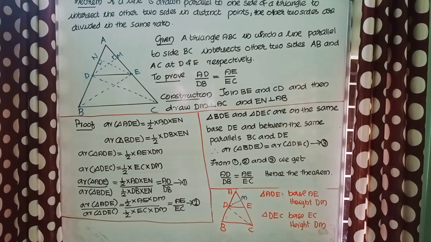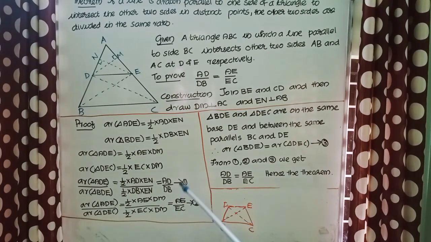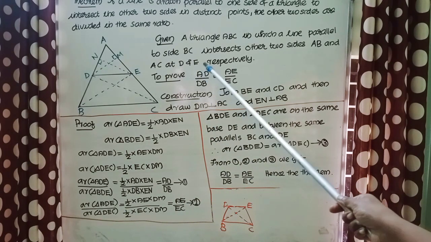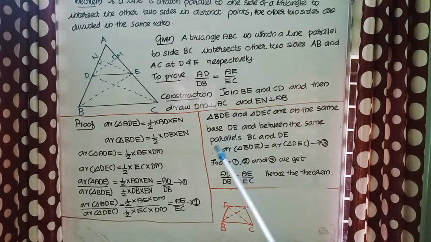Equation number 2. Now you see the right side of equation number 1 is AD by DB and right side of equation number 2 is AE by EC. We need to prove they are equal. That means the left sides also should be equal. If we have to get this AD by DB equal to AE by EC, let us check the left side.